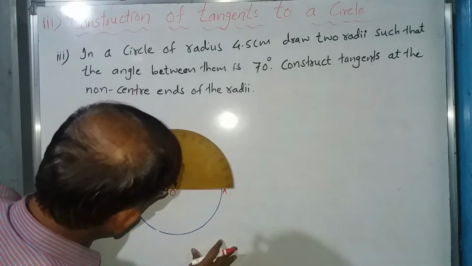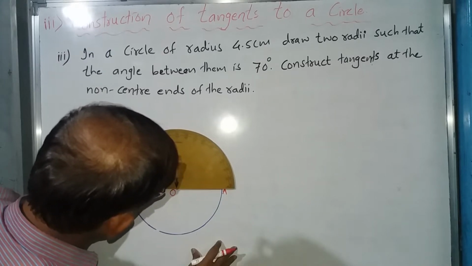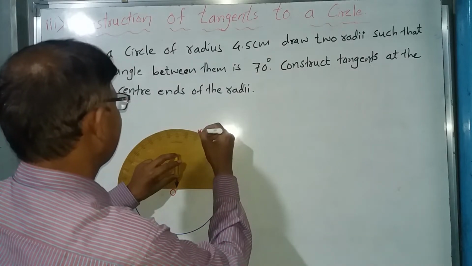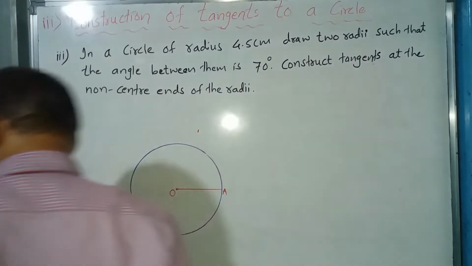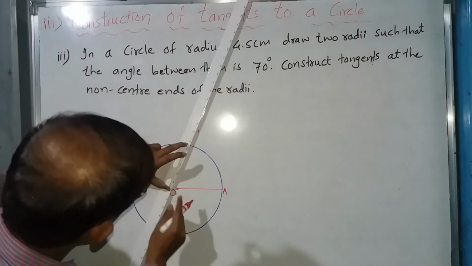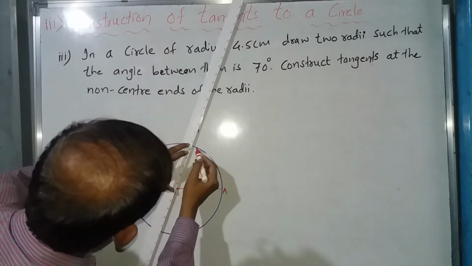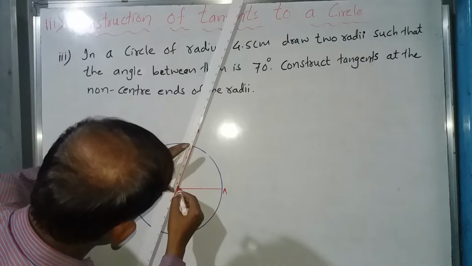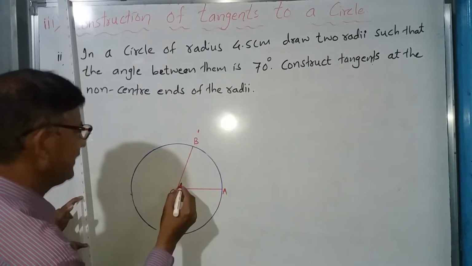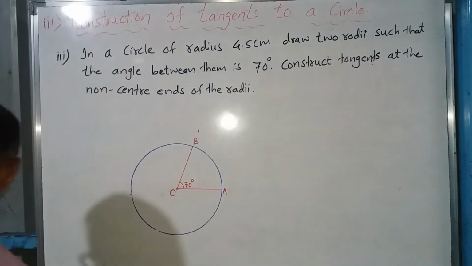We will take another radius such that the angle between those two radii is 70 degree. So let us mark it here. 70 degrees. Join it. 70 degree. So this much is sufficient, because they have told only the angle between the radii. Let us name this radius as B. Angle between them is 70. This is the second part of the question.